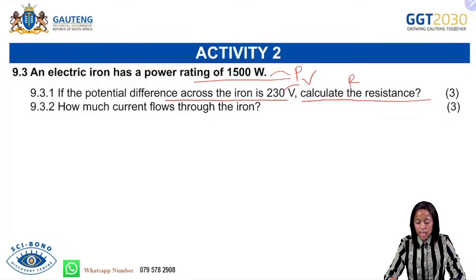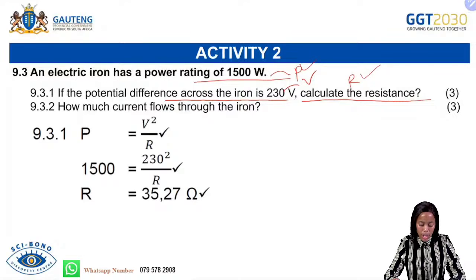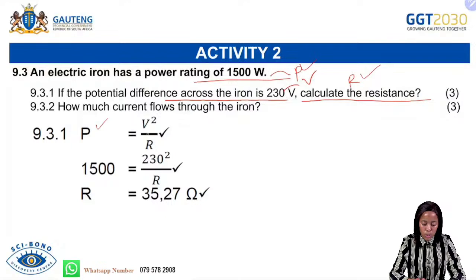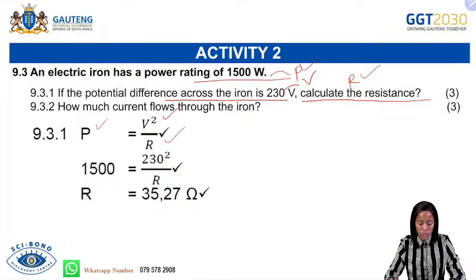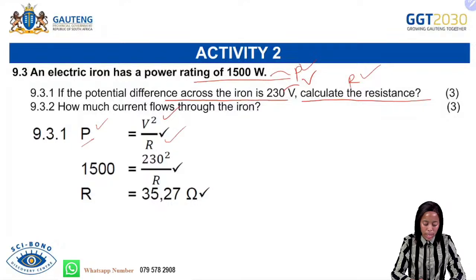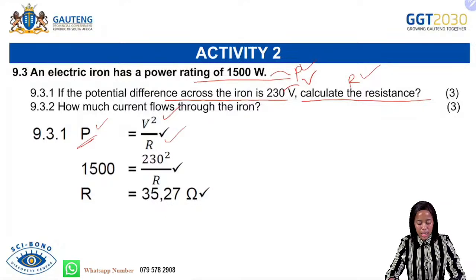So for this one, you are going to look at your formula sheet to see which formula has power, potential difference, as well as the resistance. We are going to use this one. So again, we are going to write the formula as it is on the formula sheet, and then you can manipulate after you have written the formula.